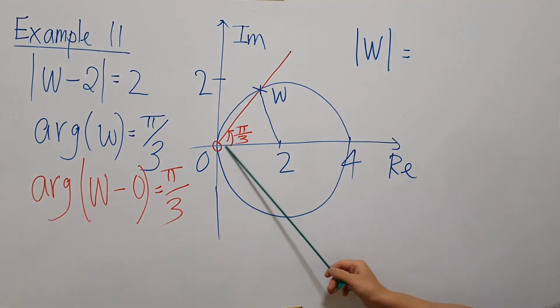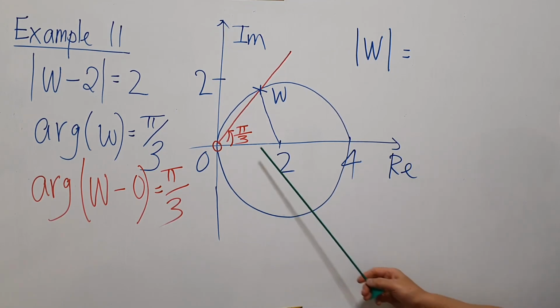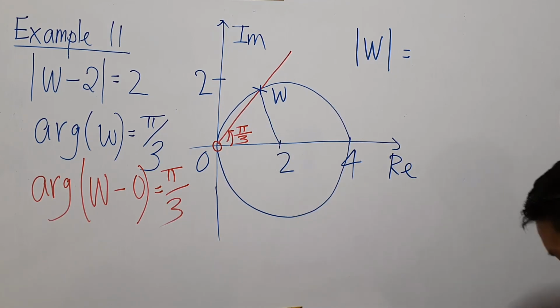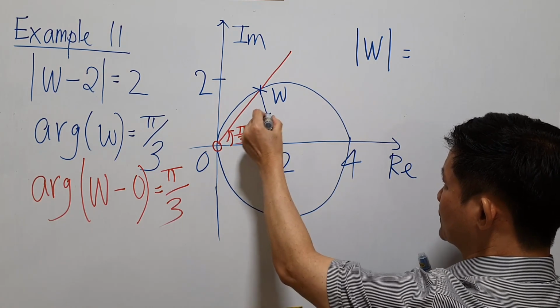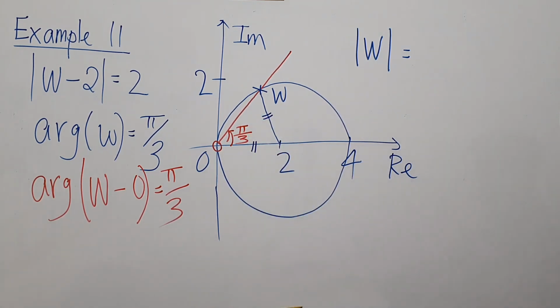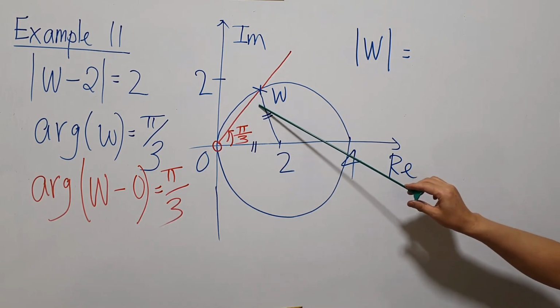And therefore this triangle is an isosceles triangle. This is 2 and this is 2. So let me put down the markings. This length is 2 units and this length is also 2 units. So therefore it's an isosceles triangle. And because it is an isosceles triangle, if this angle is pi over 3, this angle must also be pi over 3.